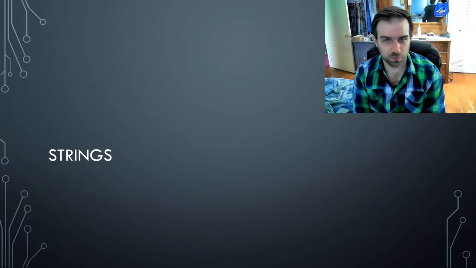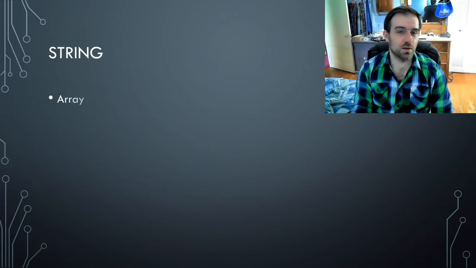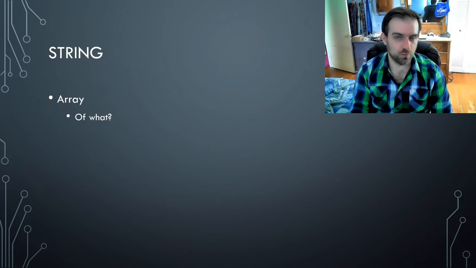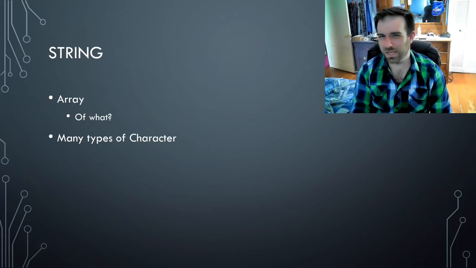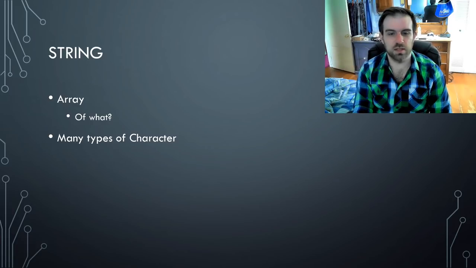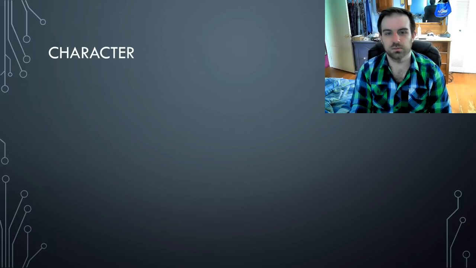Strings. I said we were going to cover this, give you an idea of what's actually useful, what you'll actually encounter regularly with strings, and explain what all that other stuff was. So strings are an array, and of course then you have to ask of what. They're an array of characters, but there are also many types of characters, less so than strings, though. There are several different characters we need to touch on. And as a result of there being many characters, there are also many types of strings. So let's cover the character first.